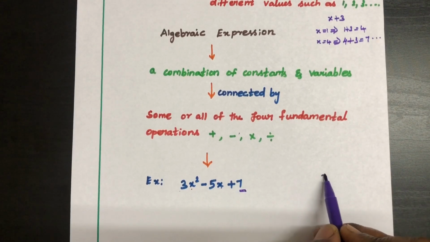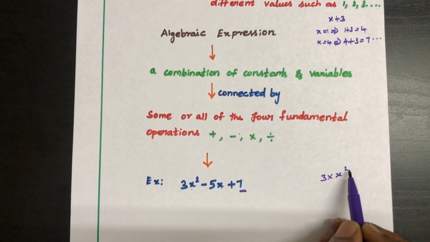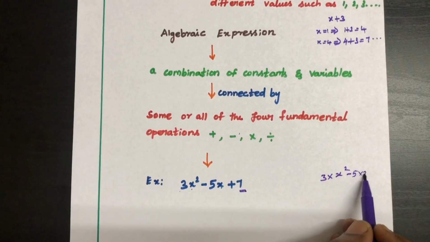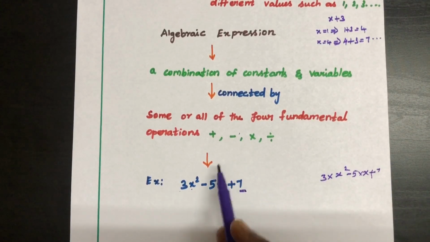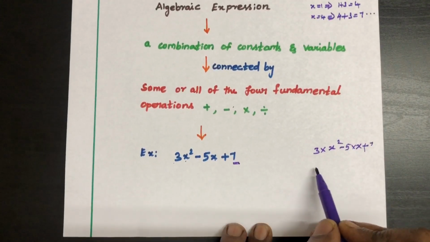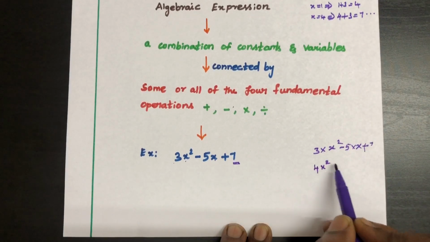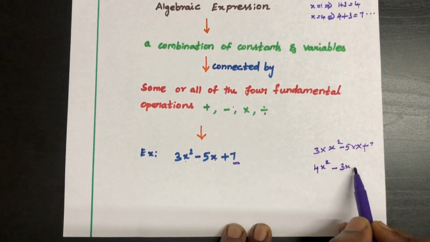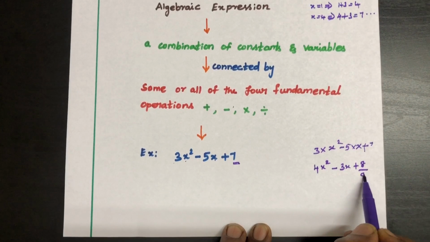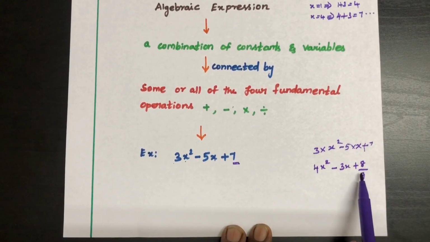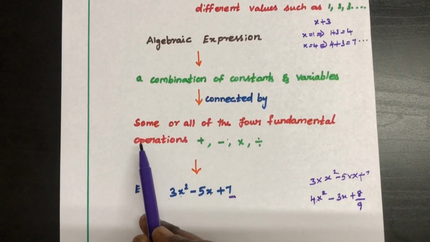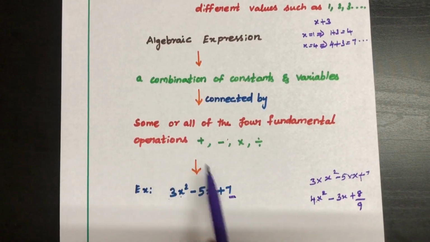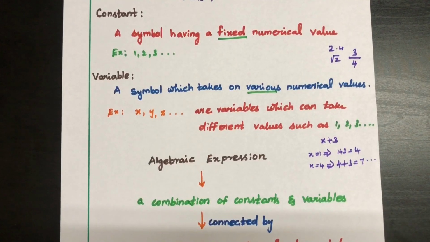Also, see here, 3 into x square. So, multiplication symbol also used here. Minus 5 into x plus 7. So, we can use any of the symbol. Even we can give things like that. 4x square minus 3x plus 8 by 9. Here we are using division also. Here in between multiplication, division also. So some or all of the four fundamental operations involved. Okay. So simply have it in mind.